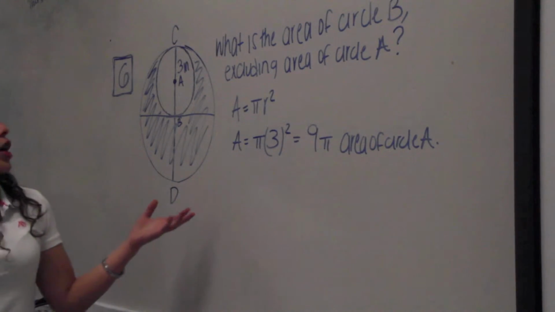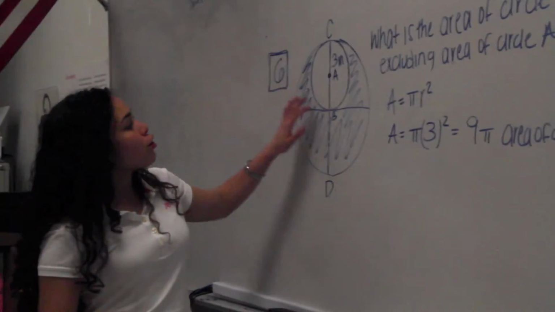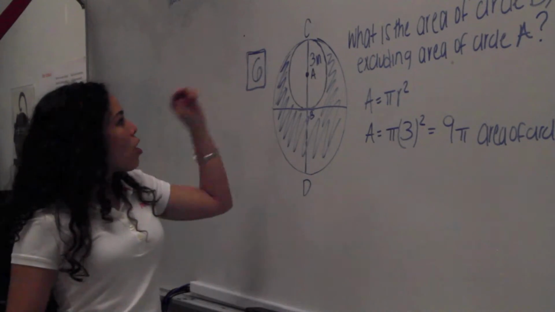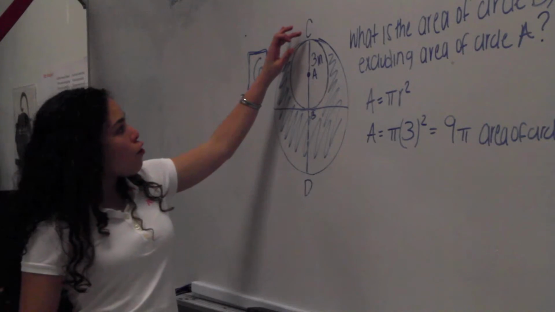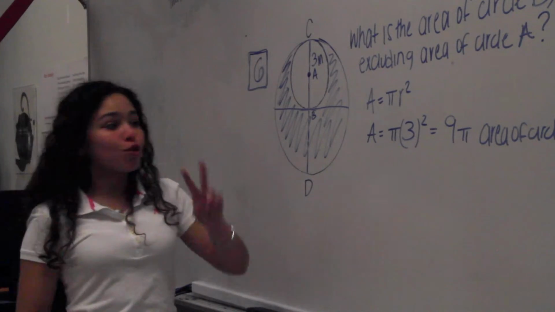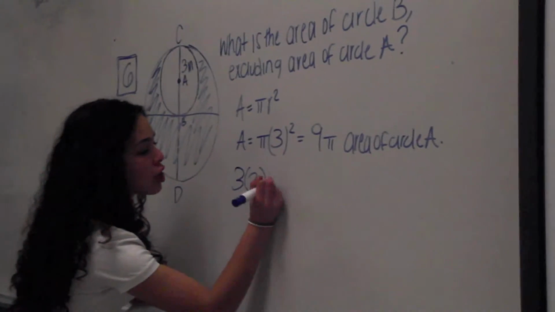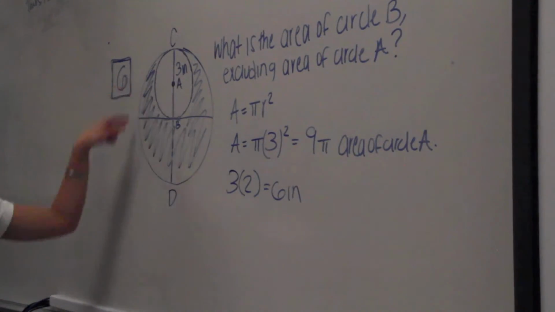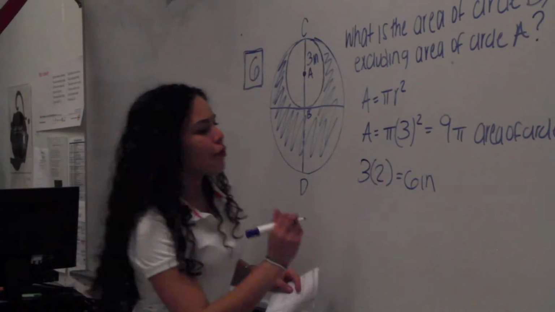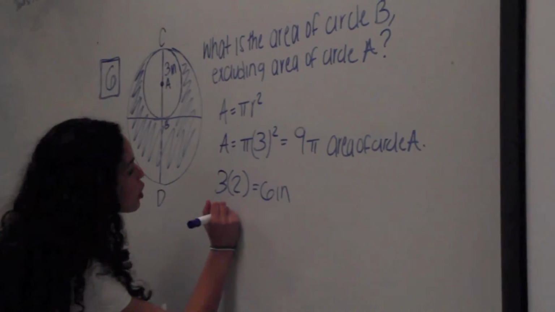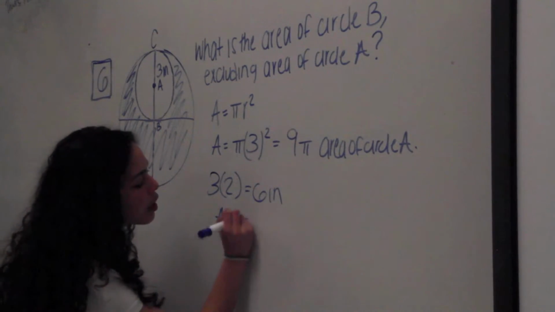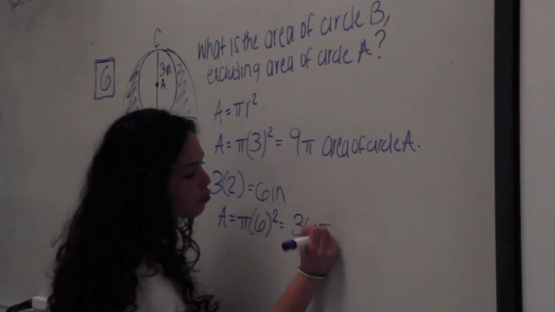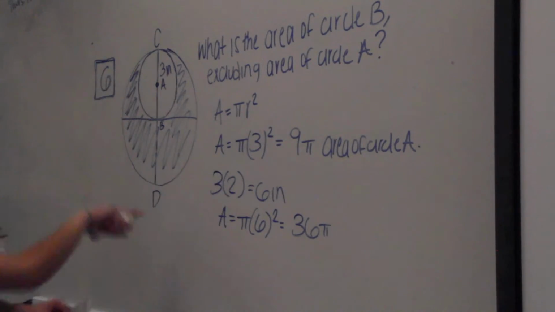Right, area of circle B. So in order to start finding this out, we have to realize that the distance from C to B is half of circle B. So that means that the distance from C to A, which is 3 inches, times 2, which equals 6 inches, is the distance from C to B, which is the radius of circle B. Okay, so now we're going to find the area. So area equals pi times 6 squared, which is 36 pi, right? Now that is the area of circle B.